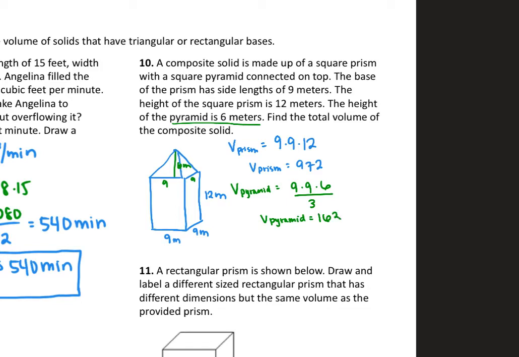And now to find the total volume, in this case, it's a composite figure, which means we can add or subtract. So in this case, we are going to add, since it's just a figure sitting on top of another figure. The only time we subtract is when it is another figure inside of another one. So we're just going to do 972 plus 162, which is 1,034 meters cubed.